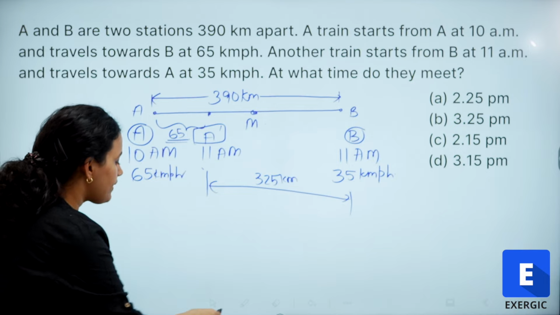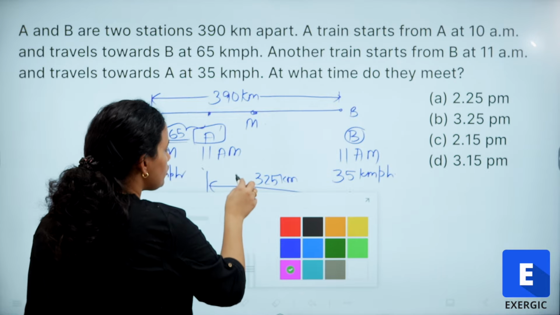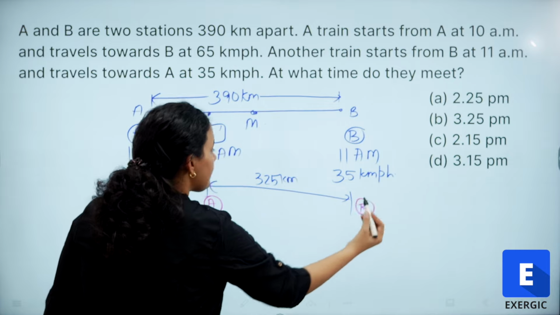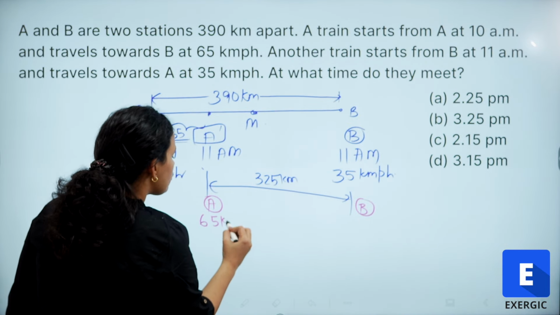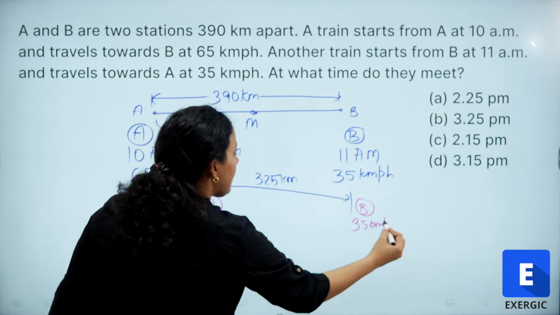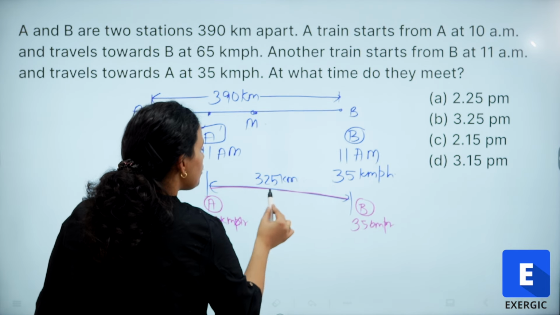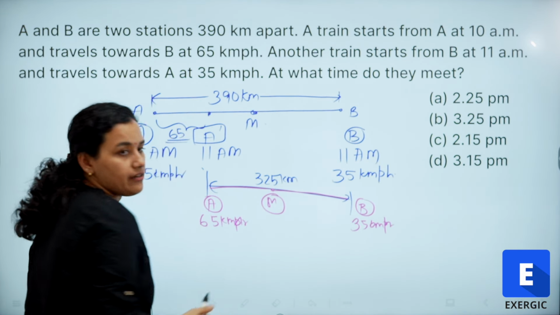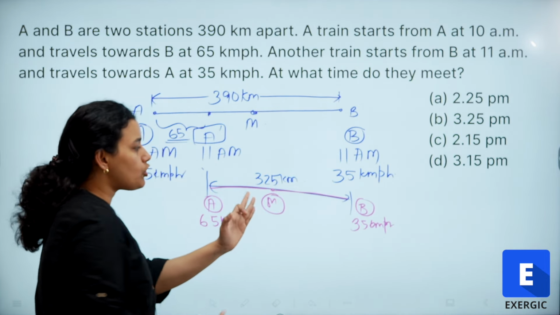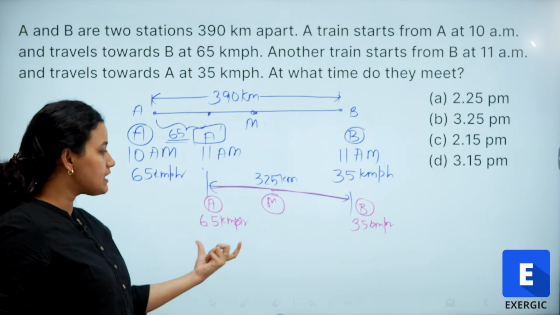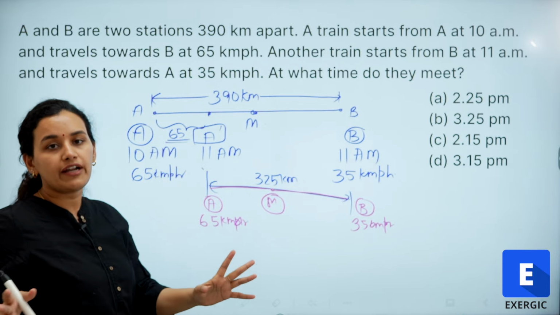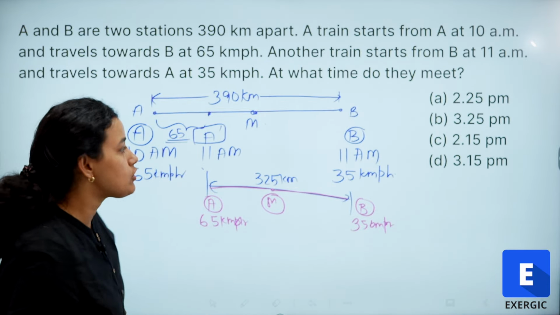So we now have two bodies which are moving towards each other, right? I have A here and I have B here, and I know the speed. This is traveling with 65 kilometers per hour and this is traveling with 35 kilometers per hour, and they're moving towards each other and they're going to meet somewhere, right? So this becomes a simple question of relative speed. The total distance they want to cover is 325 kilometers. I have the relative speed, two bodies moving towards each other. So I just want to find out the time when they are going to meet, right? So how do we do that?